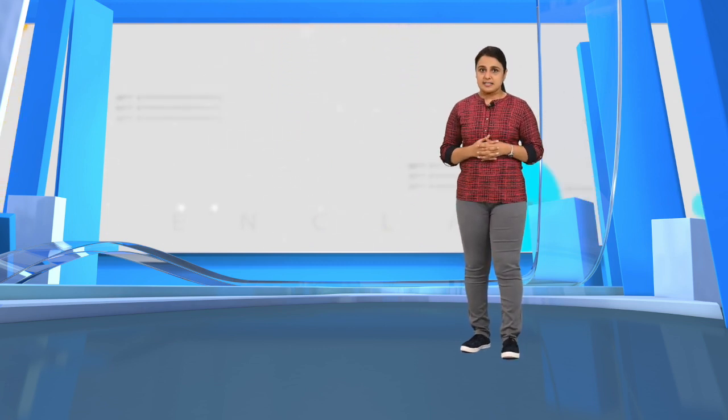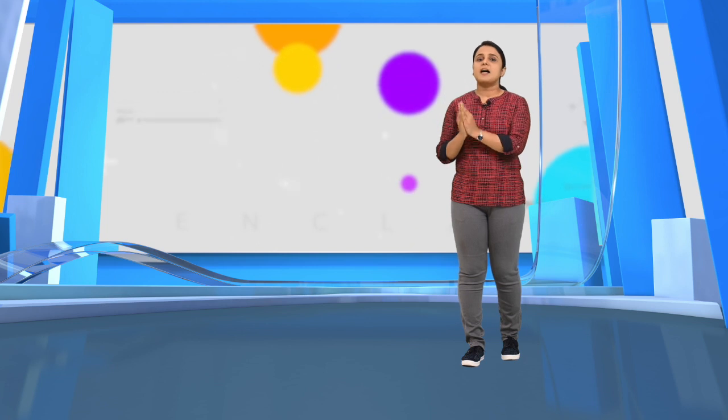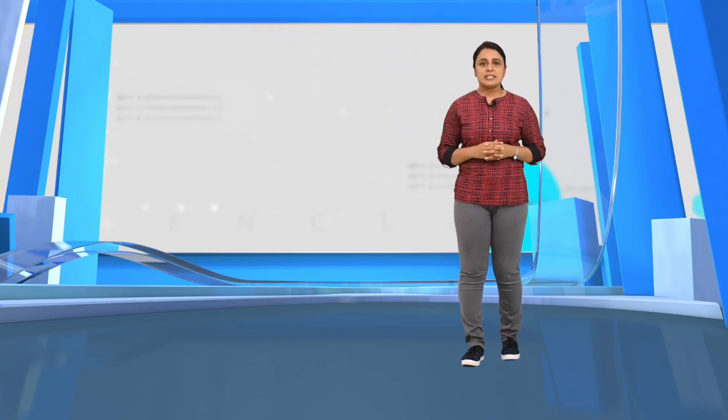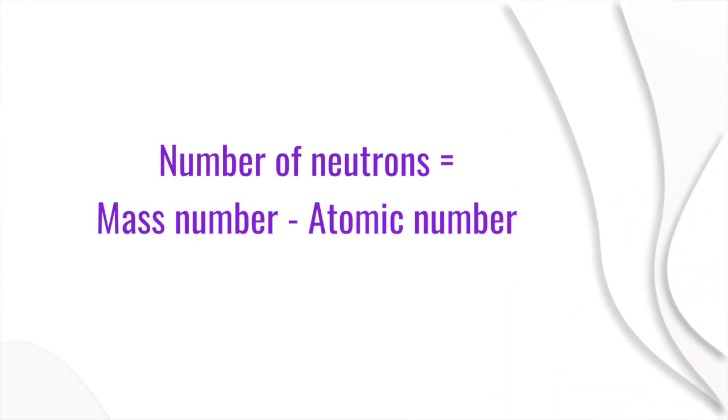If we have the mass number and the number of protons, then the number of neutrons is equal to the mass number minus the number of protons. We know that the number of protons is the atomic number. So, the equation becomes mass number minus atomic number. That is, number of neutrons is equal to mass number minus atomic number.